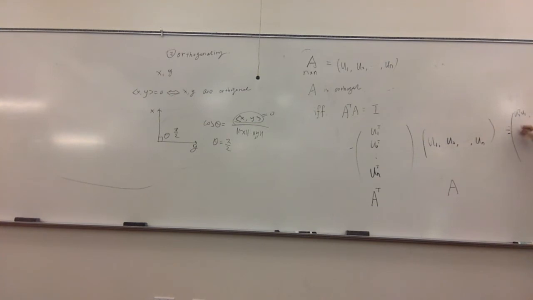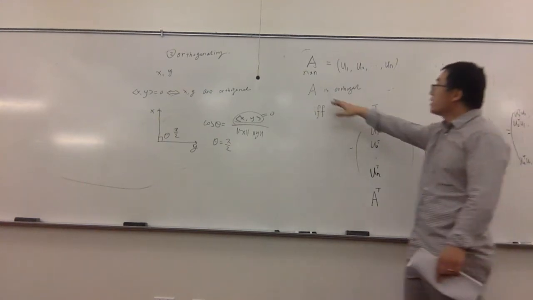Similarly, for the second row, we have u2 transpose u1, u2 transpose u2, until u2 transpose un. And you can compute each row accordingly. Finally, for the last row, we have un transpose u1, un transpose u2, until un transpose un. This is the result matrix.